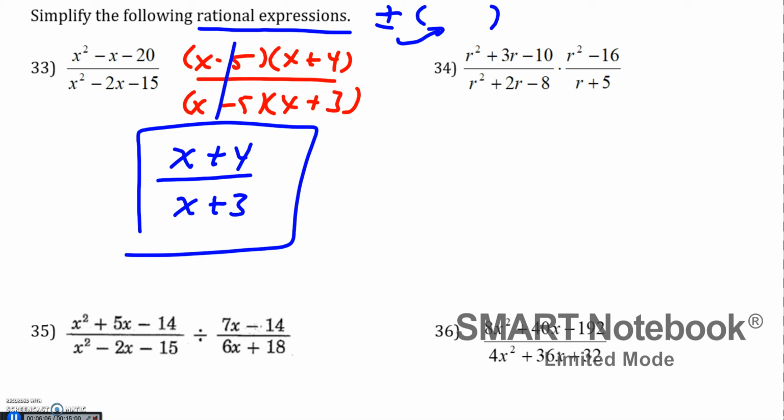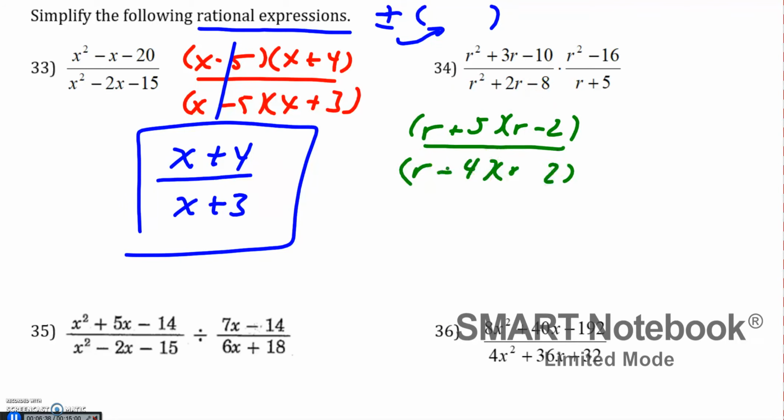Number 34 is asking us to multiply this fraction times this fraction. Even though everything looks crazy, remember, all plus or minus signs must be in parentheses. So let's see if I can factor all 4 of them or a good chunk of them. This top one, two numbers that multiply to be -10 and add to be 3 would be 5 and 2, r plus 5 times r minus 2. The bottom, two numbers that multiply to be -8 and combine to be +2 would be 4 times 2, r plus 4 times r minus 2.